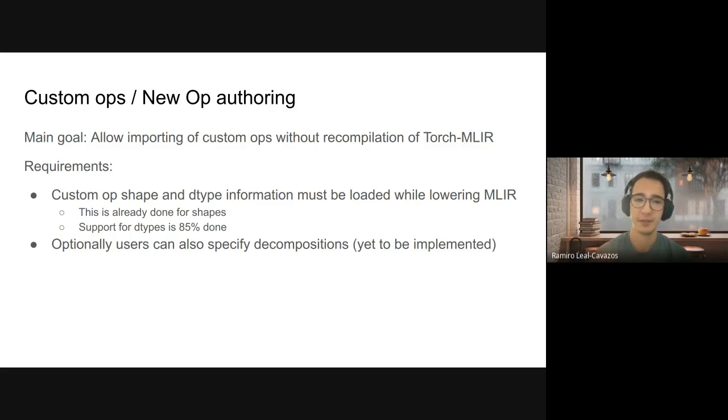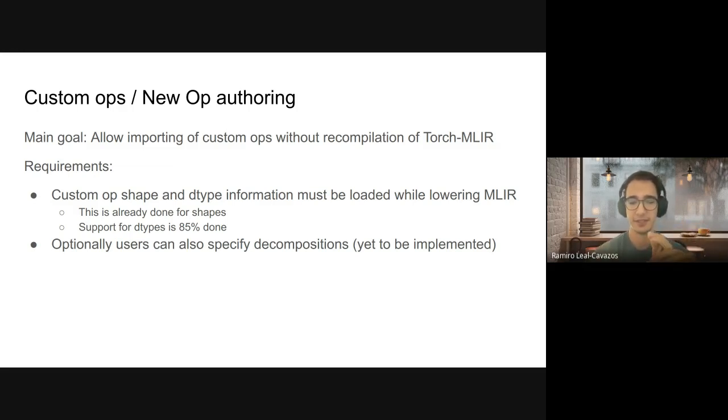So the core goal that we're trying to add to Torch-MLIR is to allow having custom ops without recompiling Torch-MLIR. So at the moment, if you register a custom op on PyTorch and then import your op into Torch-MLIR, it will import just fine. But then lowering it down requires extra information that the user needs to specify.